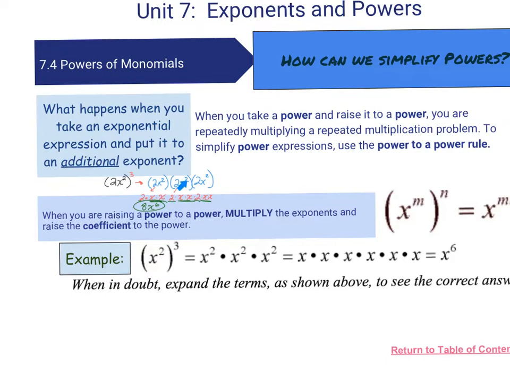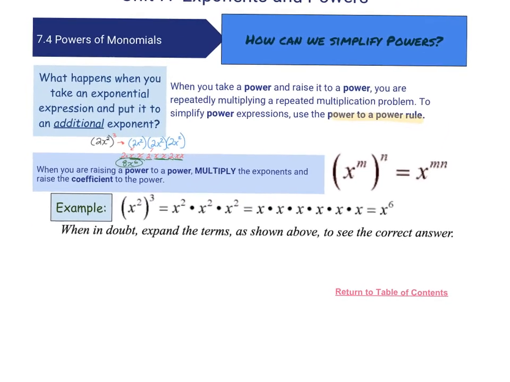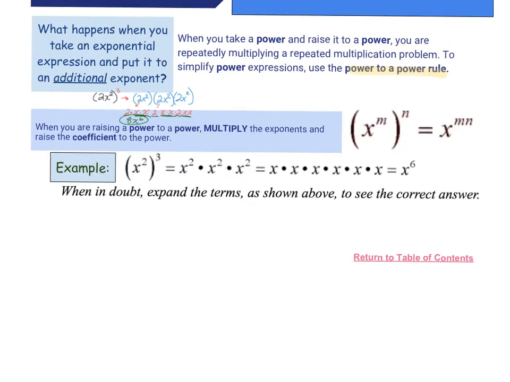just like we drew it out here. When you take a power and raise it to a power, you're repeatedly multiplying repeated multiplication. So here, for example, the x squared, that's repeating x times x, and you're repeating that repeated multiplication. So you use what we call the power to power rule. And the power to power rule basically says when you have a power raised to an additional power, you multiply the exponents and you raise the coefficient to that power.